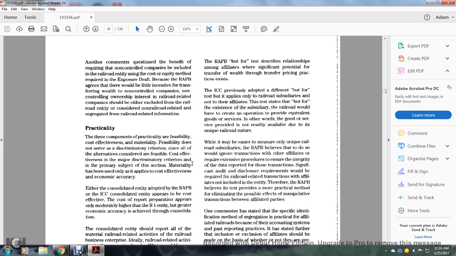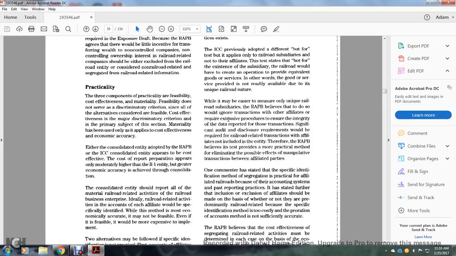through transfer pricing practices that exist. The Interstate Commerce Commission provides a differentiated test to apply to railroad subsidiaries, but not to affiliates. The test states that for the existence of subsidiaries, the railroad would have to create an operation to provide equivalent goods and services, or other goods and services provided are not readily available due to their railroad nature.